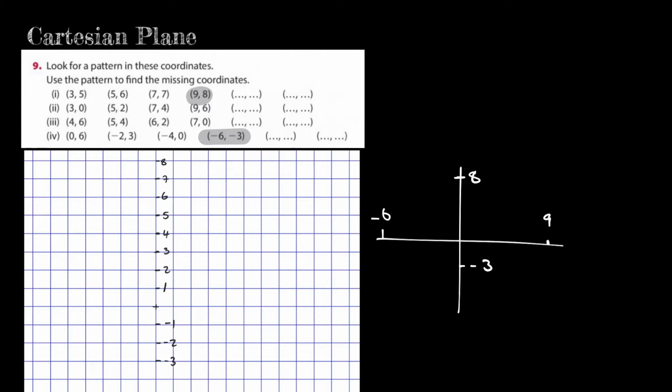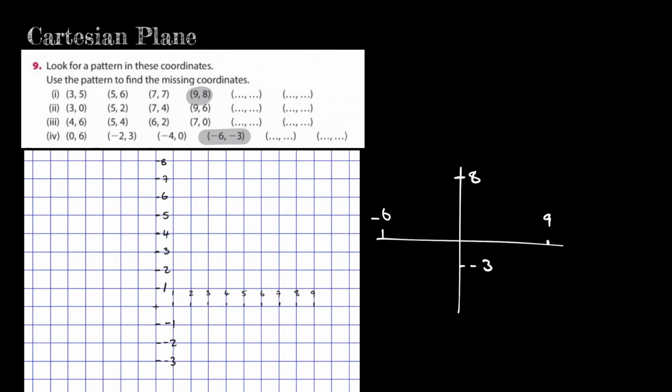Okay, so that's my y-axis drawn. I now need to fill in my x-axis, and my x-axis has to go across 9. So I'm going to start there by saying 1 here, 2, 3, 4, 5, 6, 7, 8, and 9.